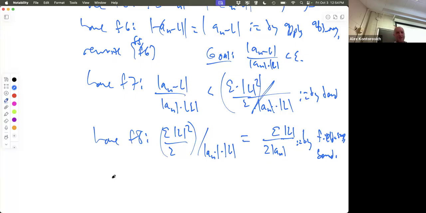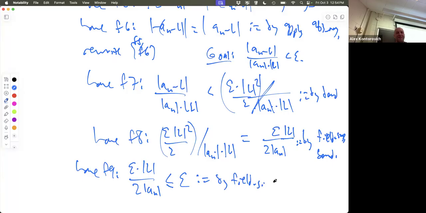Okay, so this is where we are with F8. And finally, I think this is it, have F9. I think we should be able to now prove that epsilon L over 2 AN is actually less than epsilon. Maybe less than or equal to, actually, because we said AN is at least L over 2. And that should be by field simp and maybe something else, maybe not.